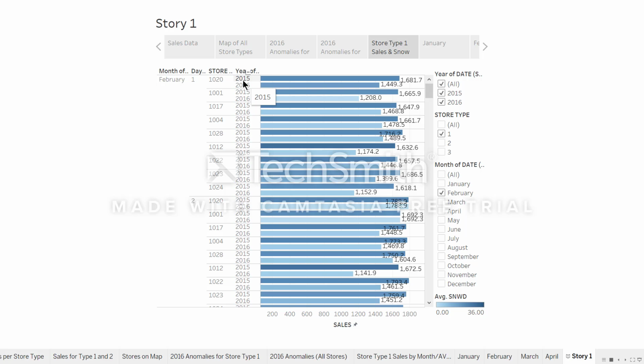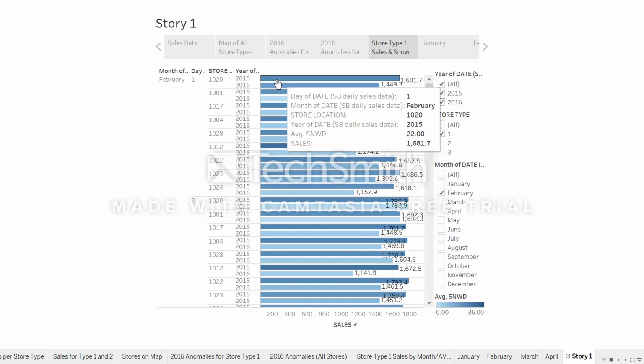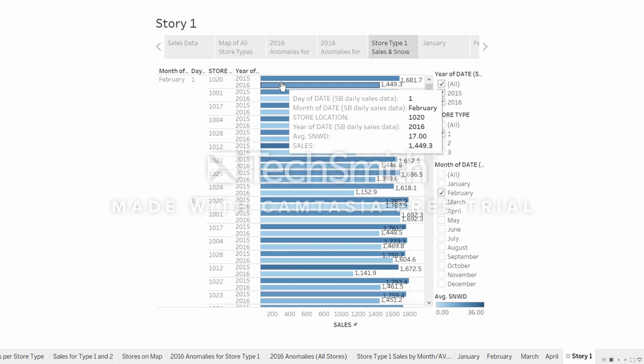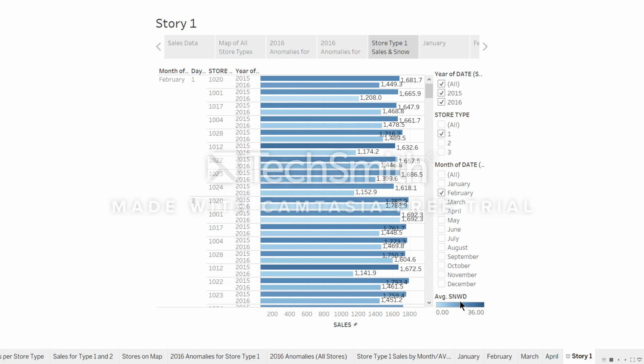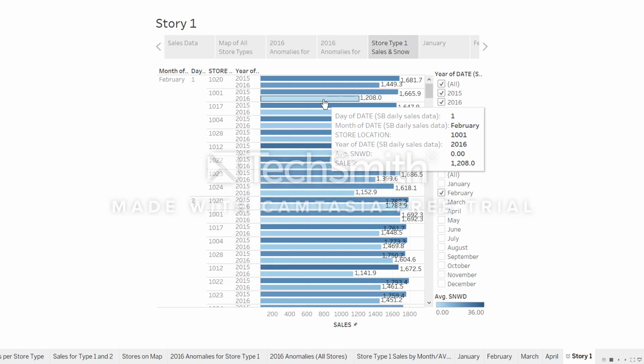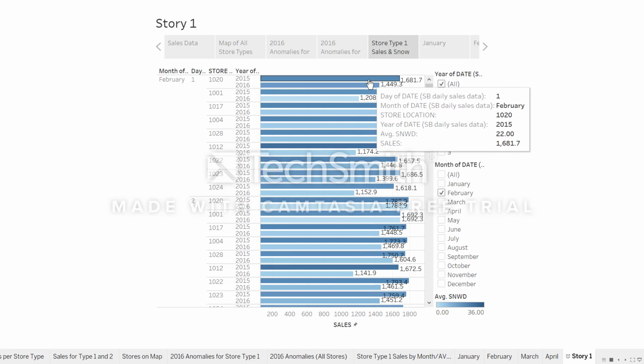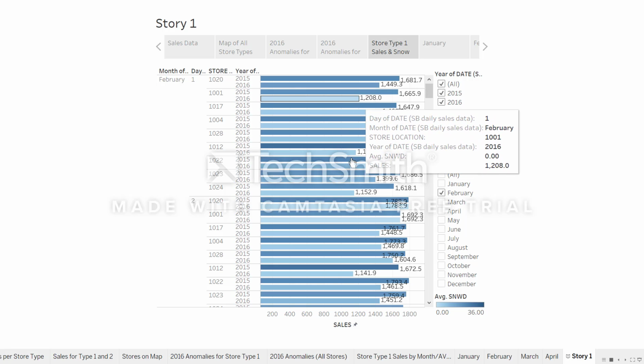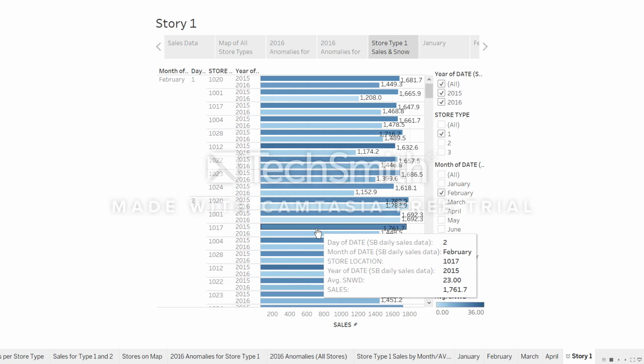And there we're also looking at the colors of the bars because that tells us how much snow they had. The lighter the color, the less snow, and the darker the color, the more snow they had. So as we're going through, we're able to spot some major differences.